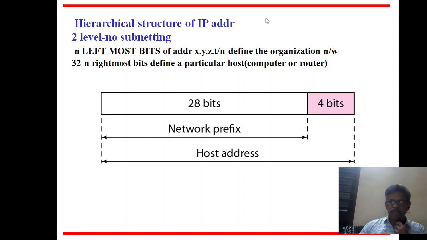Now actually in an IP address there is a two-level hierarchical structure. The first one is the network prefix and the next one is the host ID. So the n leftmost bits of the address x.y.z.t/n define the organization. This n, and 32 minus n defines the particular host. So these 4 bits define the host within this network. That is the meaning of this hierarchical structure.